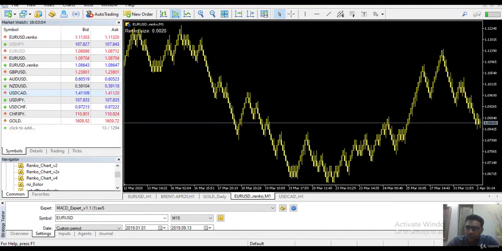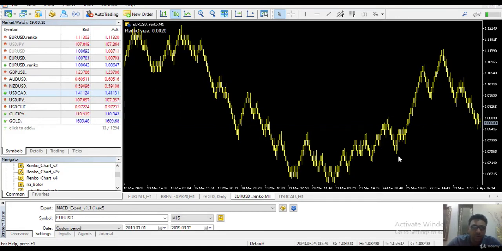Hello guys, let's move on to some of the examples now. And this is where the magic actually happens. So we will see how efficient the Renkos play in our evaluations and with indicators as well.